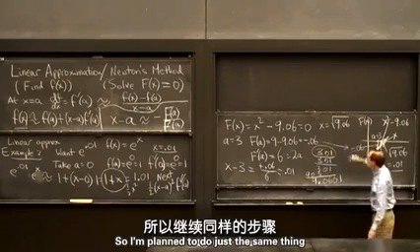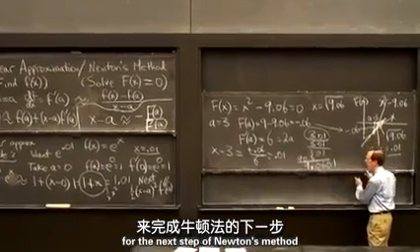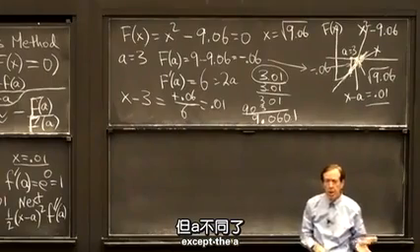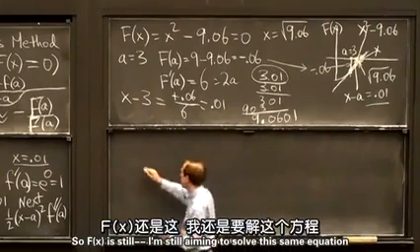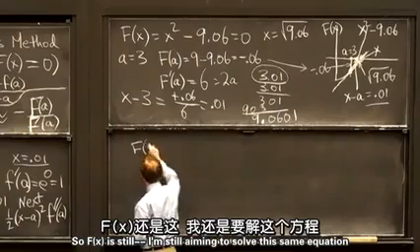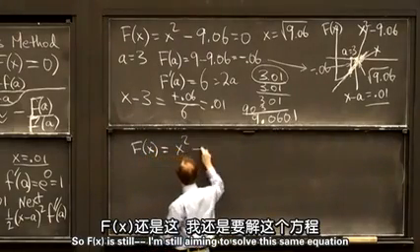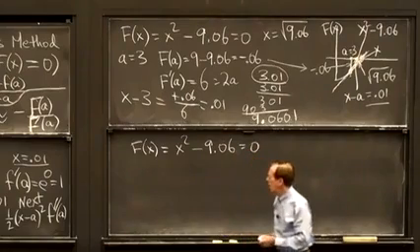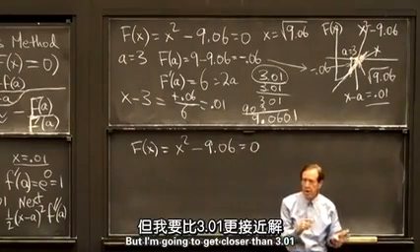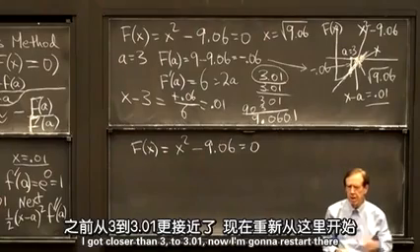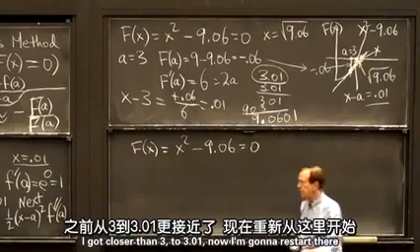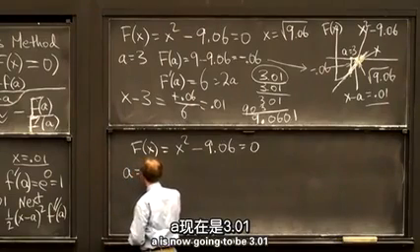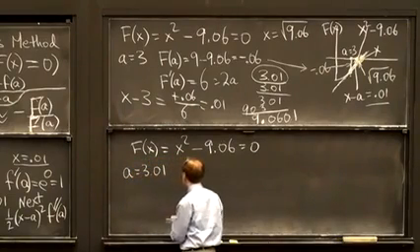So I'm planning to do just the same thing for the next step of Newton's method, except f of x is still, I'm still aiming to solve this same equation, but I'm going to get closer than 3.01. I got closer than 3 to 3.01. Now I'm going to restart there. A is now going to be 3.01.